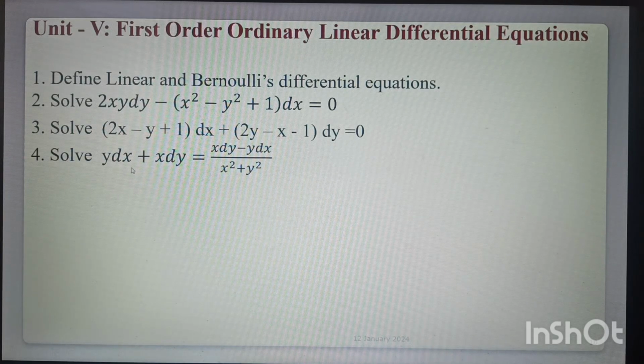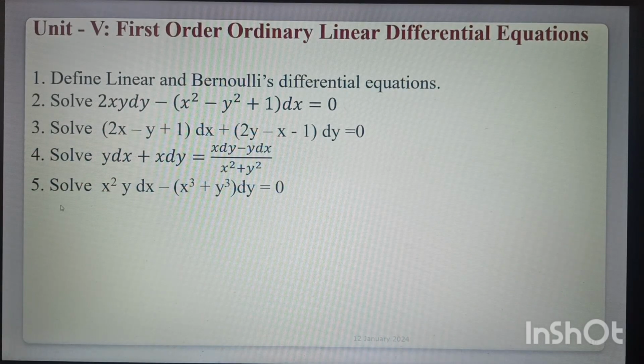Next, solve y dx plus x dy is equal to x dx dy minus y dx by x square plus y square. So next one, solve x square y dx minus x cube plus y cube into dy is equal to 0.